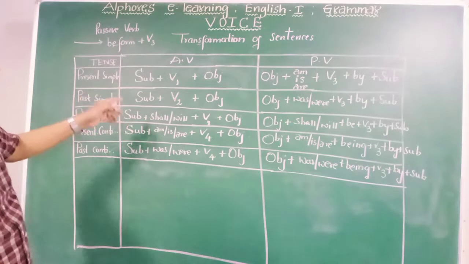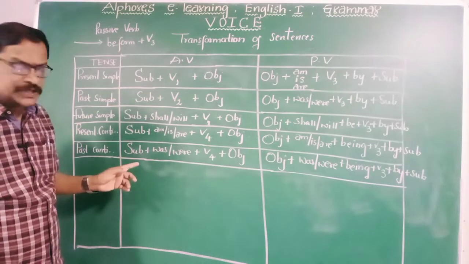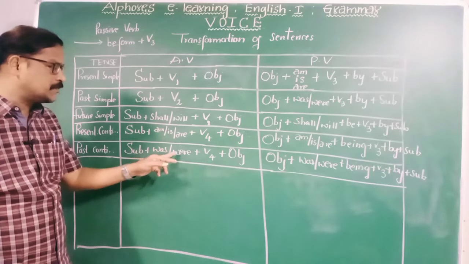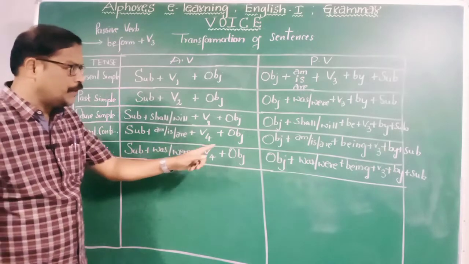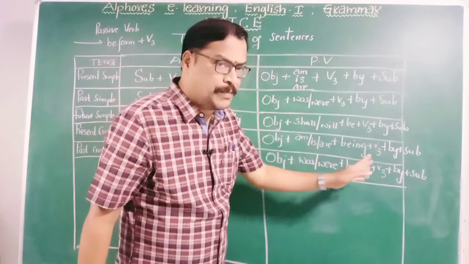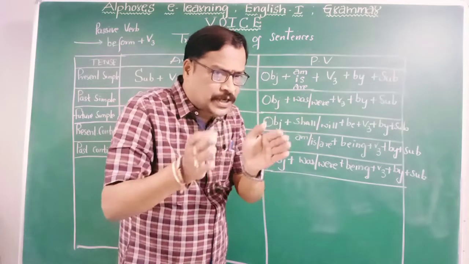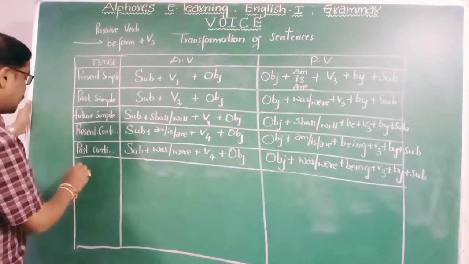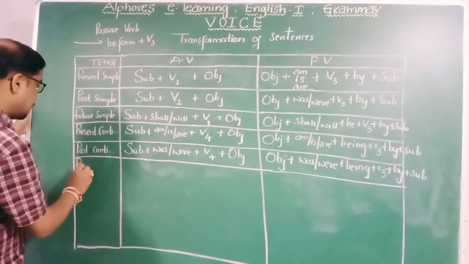Just carefully observe present continuous tense and past continuous tense. Present continuous tense am or is or are, past continuous tense was or were. Here V4, here V4. Here again you will take being V3, here also being V3. Comparative study, and future continuous tense it will not have passive form, then you will have to take present perfect.